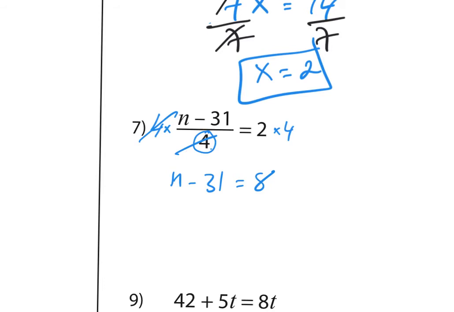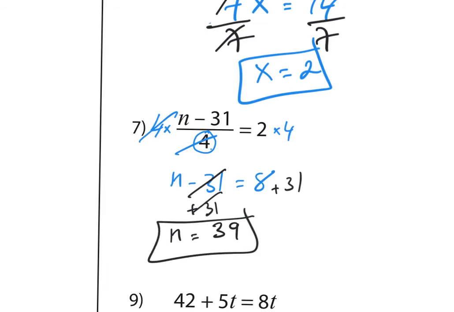And again, I need to cancel negative 31. So I'm going to add 31 on both sides, right? And we have n equals 8 plus 31. That will be 39.